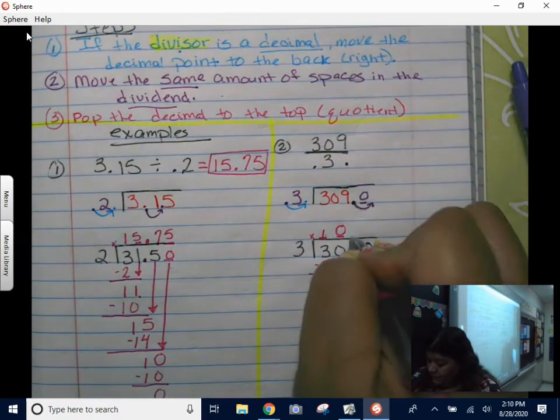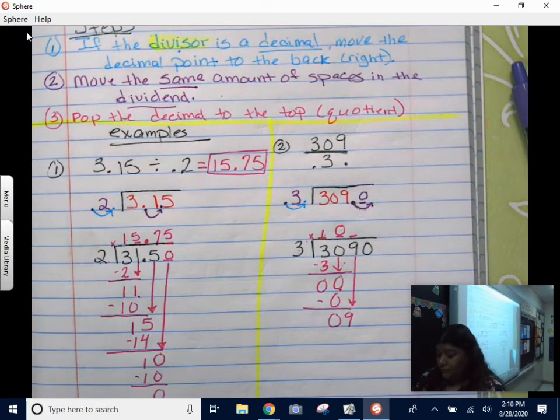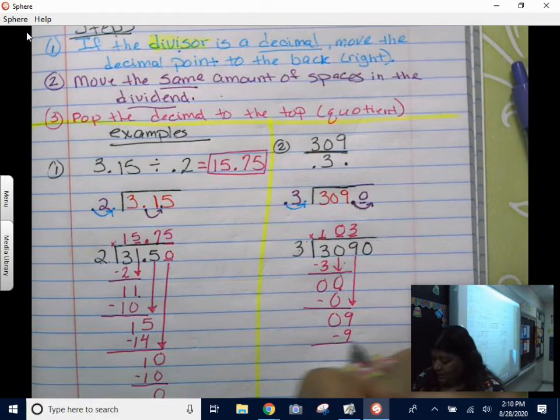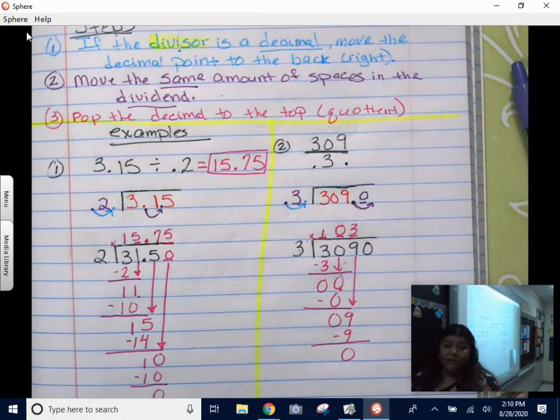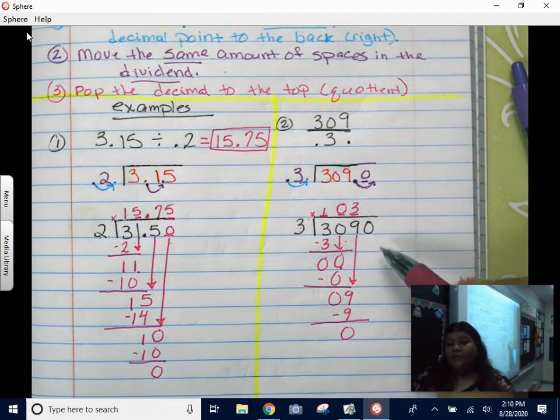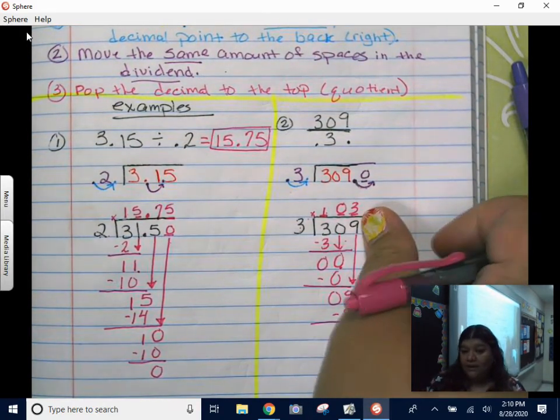Now let's go ahead and do the 9. 3 times what gets me close to 9? 3 times 3. That gives me exactly 9. Awesome. 0 is a remainder. Now I have to do this next 0 because that is part of the number 3,090. If I stopped right there, I'm just dividing it by 309.